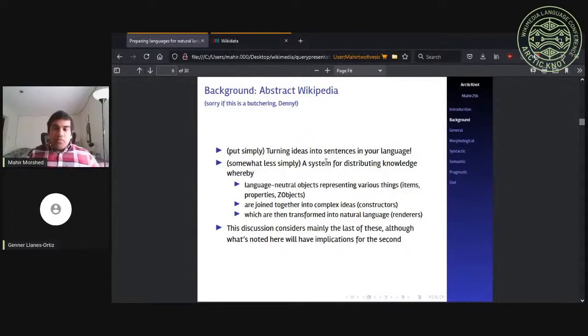This discussion, as it will turn out, will consider mainly the last of these, the transformation into natural language, because that's where lexemes are going to come in. Although, of course, what I will be discussing today might have implications for the constructors when they're actually developed.